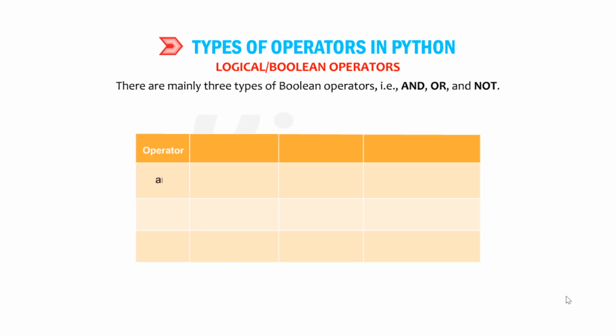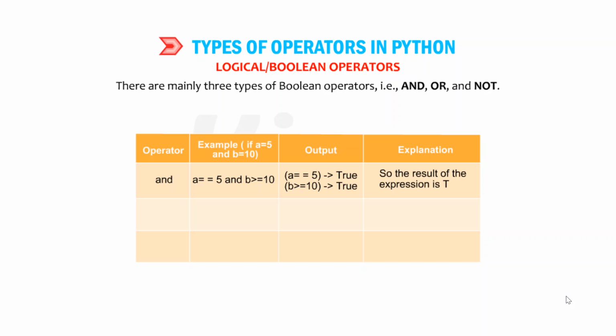Operator and. Example, if A equals to 5 and B equals to 10. A equal to 5 and B is greater than equal to 10. Output, A equal to 5, True. B greater than equal to 10, True. Explanation. So the result of the expression is true.